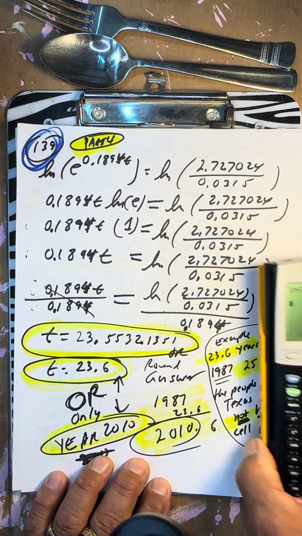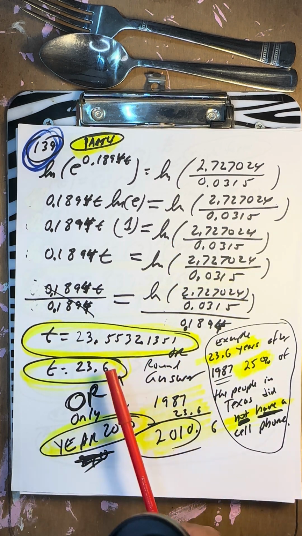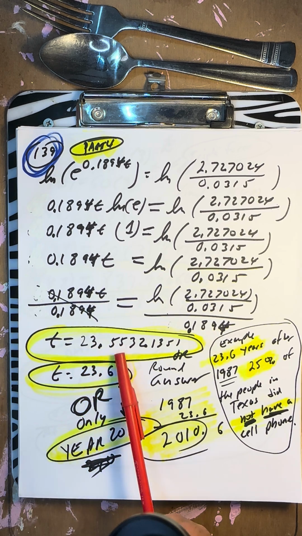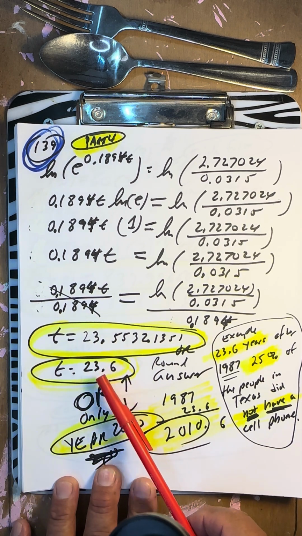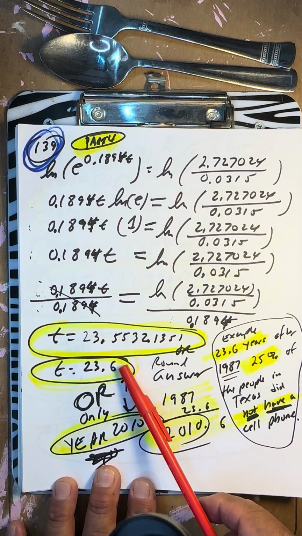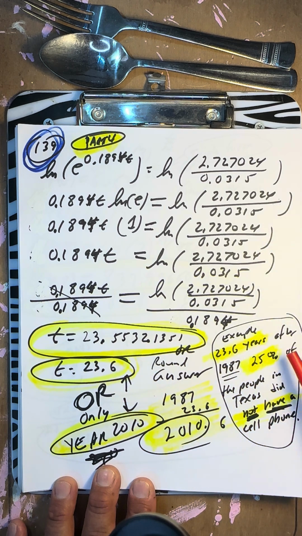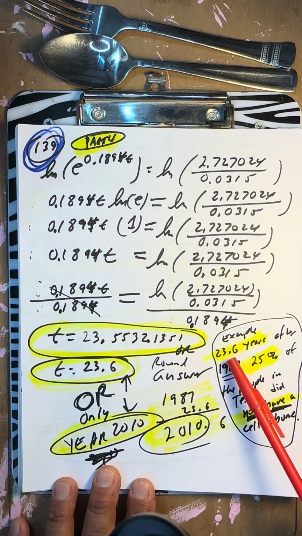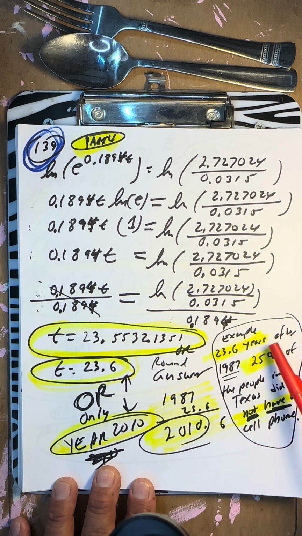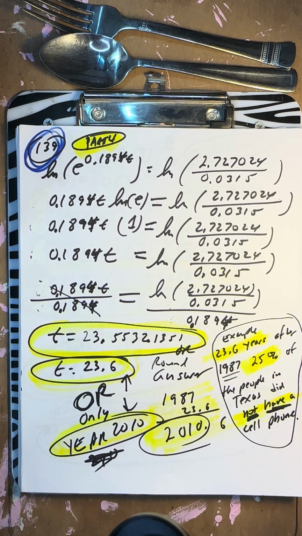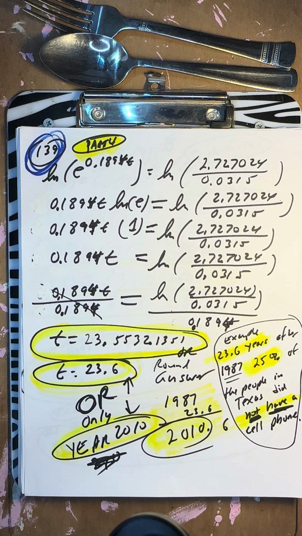So now, 23.55, we're around 23.6 years after 1987. 25% of the people did not have. So 23.6 years after 1987, 25% of the people in Texas did not have a cell phone. Or you would find the year, 1987 plus 23.6, which is going to be 2010.6, just 2010. We'll just leave it there. 2010.